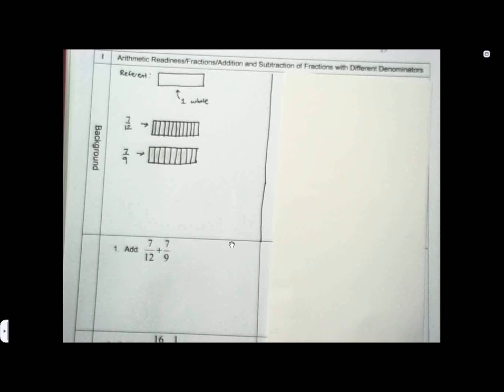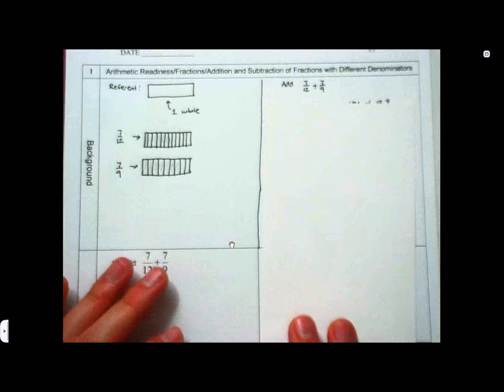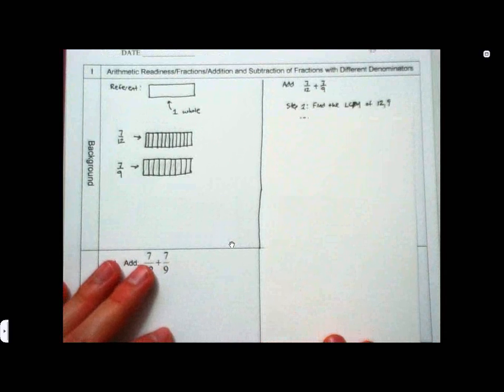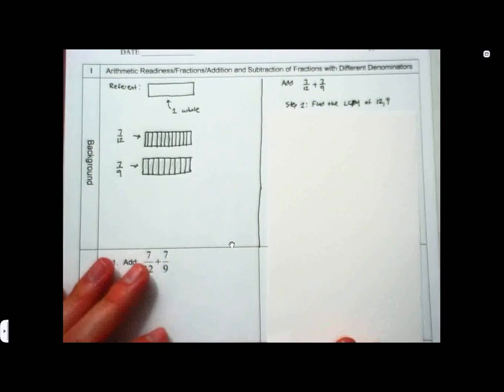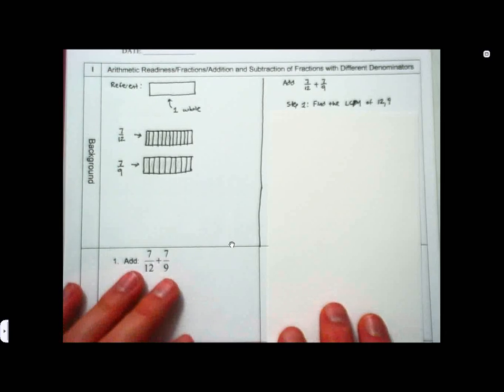What do we do? Well, there are several steps for adding fractions with different denominators. The first step is to find the least common multiple of 12 and 9. Those are our two denominators. We actually already did this. If you go back to topic number 10, you'll see an example of this along with a video. So I'm going to rush through this step.